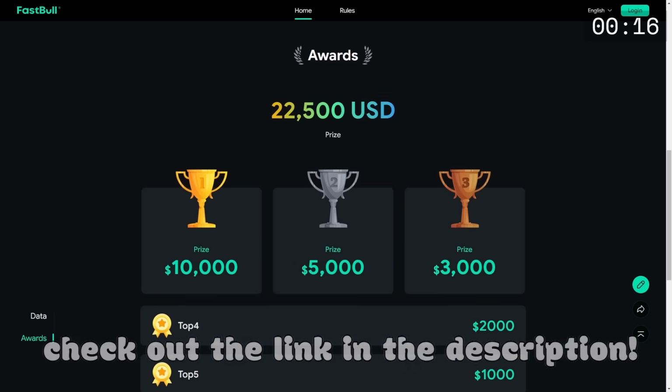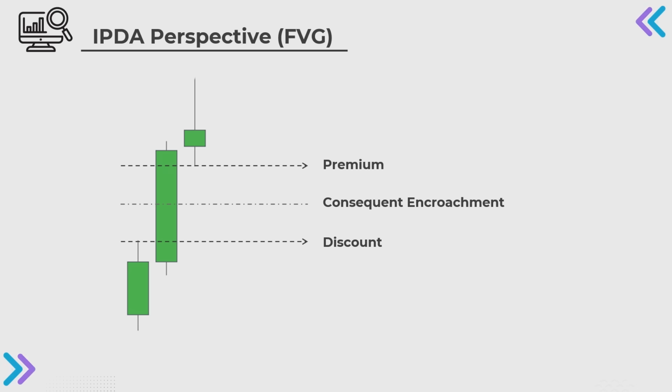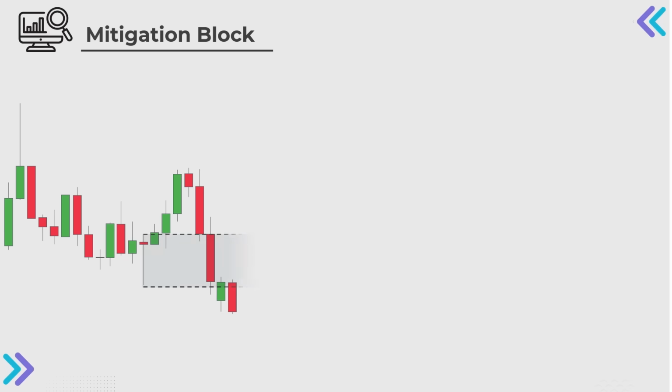There are 3 key levels inside the fair value gap that are important to us. We have premium end high, discount low, and the midpoint, which is called consequent encroachment. Consider that each level also offers strong support or resistance levels in the lower time frame. Now, let's move on to the next concept, mitigation block.